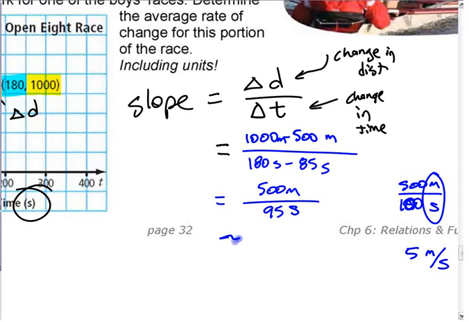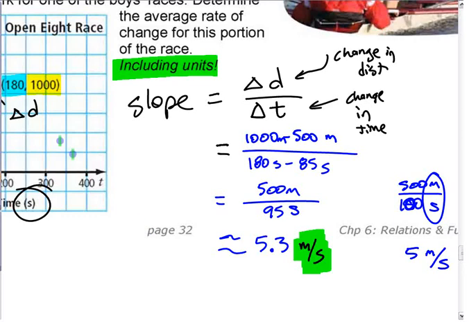Can someone divide that? It's 5 point something. Anybody know what it is? 5.1 maybe? 500 divided by 95, what is it? 5.26. So 5.3 if we're rounding. Meters per second. It says here to include the units. Those are the units.